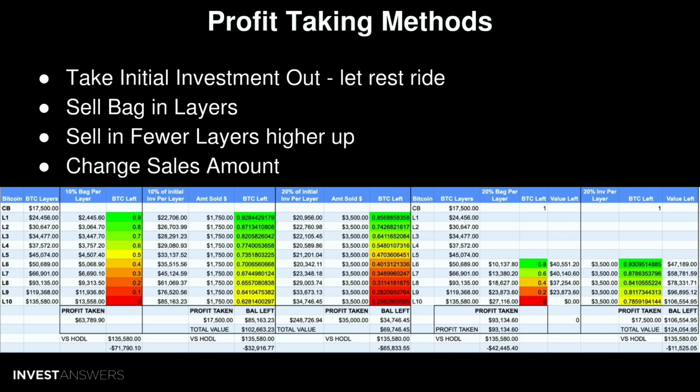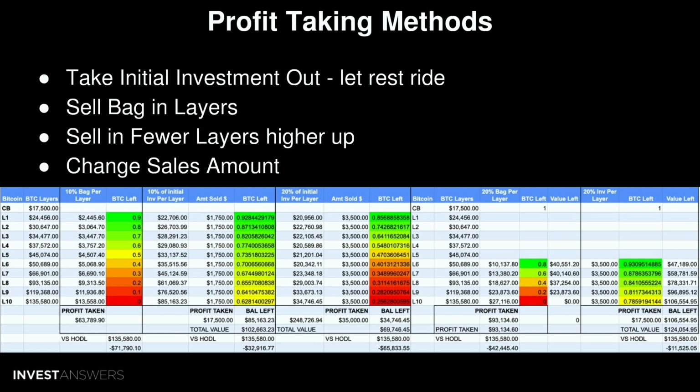Again, my goals are not your goals, but here are a couple of things you can do with Bitcoin as an example. So for example, with Bitcoin, imagine your cost base is 17,500. You've got your 10 layers. There's a couple of things you can do. One, you can sell 10% of your bag per layer. So if you have 1 Bitcoin, you sell 0.1 of a Bitcoin every layer up. The other way is 10% of your initial investment per layer. Take your initial investment off the table.